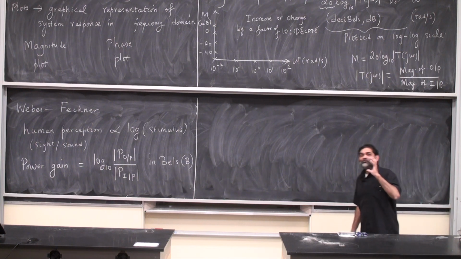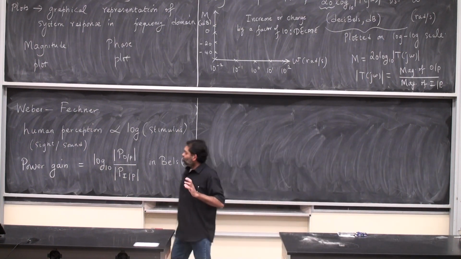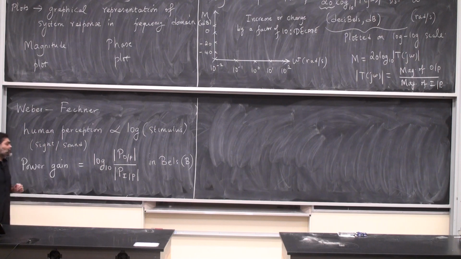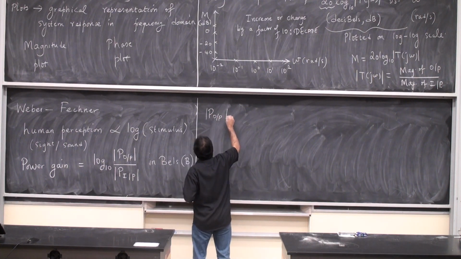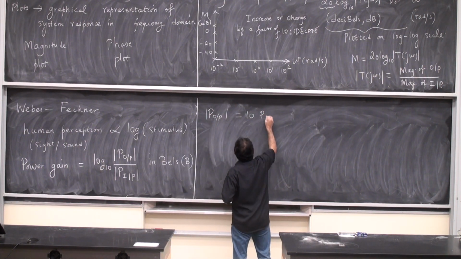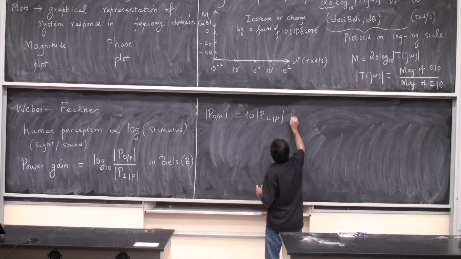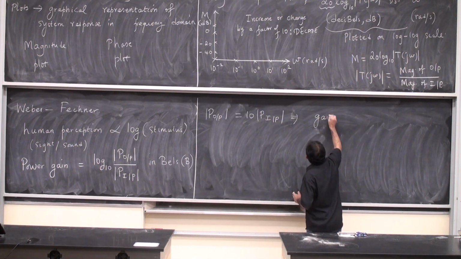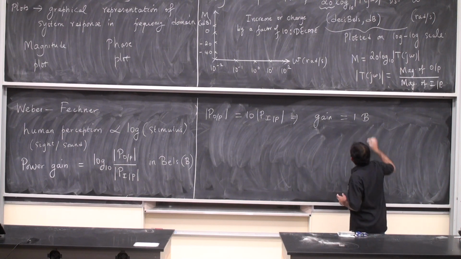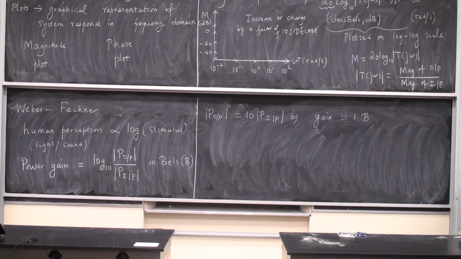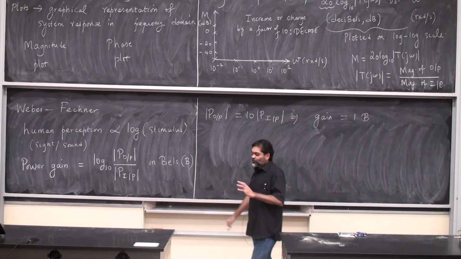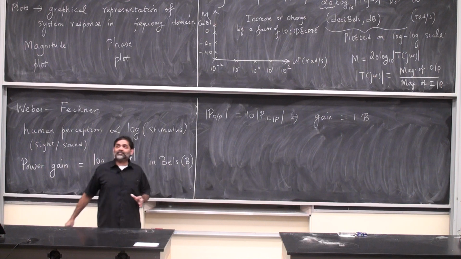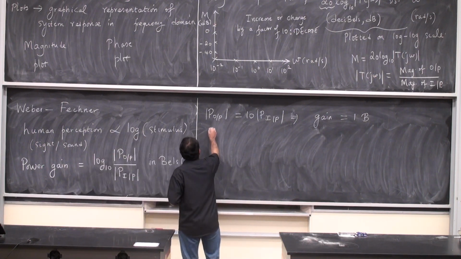It's a unit to measure power gain. That's all it is. But then people found out this bell is a very large unit. Okay, so for example, if I say P output is 10 times the input, then the gain is 1 bell. They wanted to reduce the intensity of this and say that, okay, instead of calling it bells, let's call it decibels. Decibel is 1/10 of a bell. Okay, so decibels.